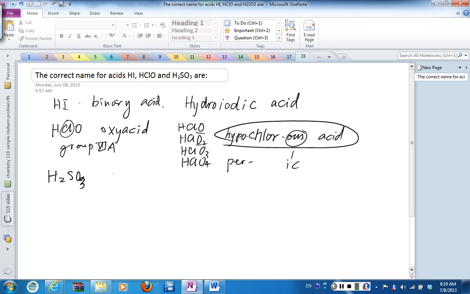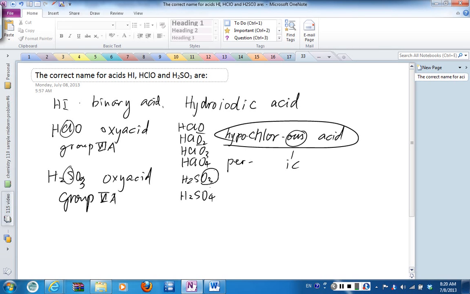H2SO3. This is again an oxyacid. And sulfur is in group 6. Non-metal elements in group 6 tend to make 2 oxyacids. For sulfur particularly, it's H2SO3 and H2SO4.